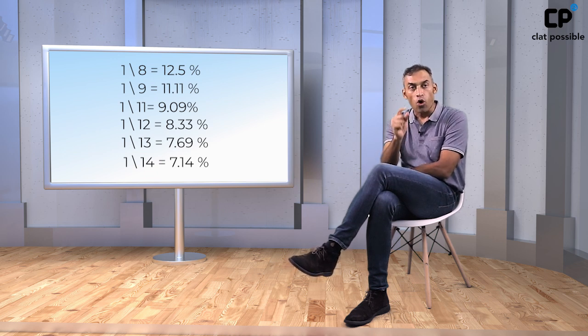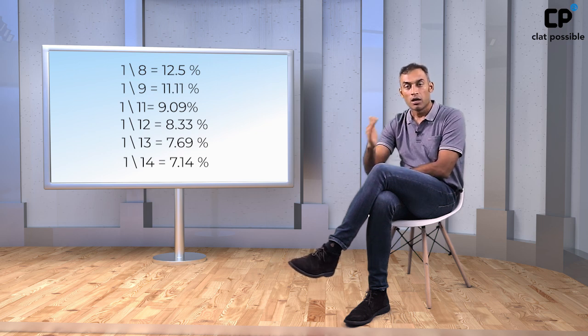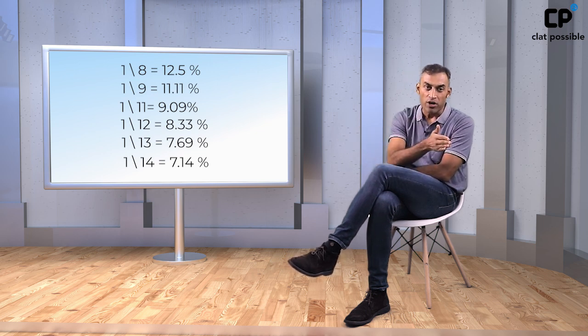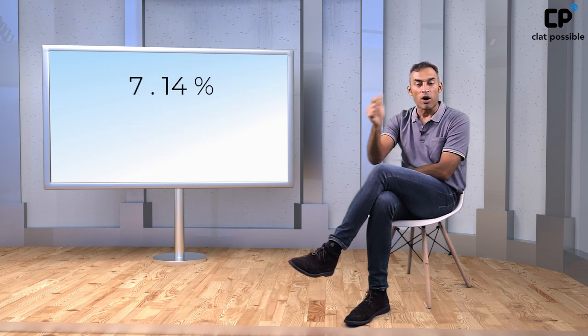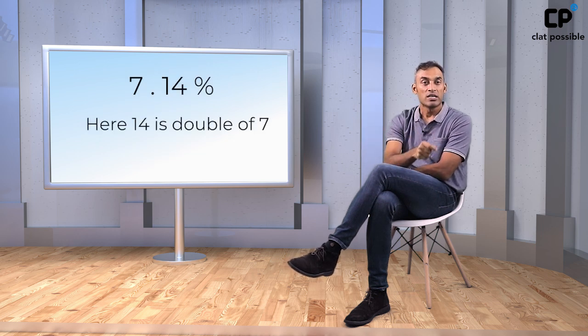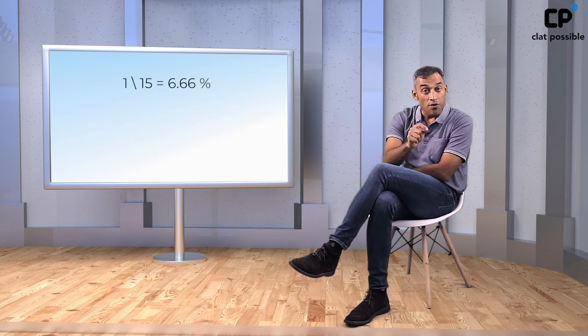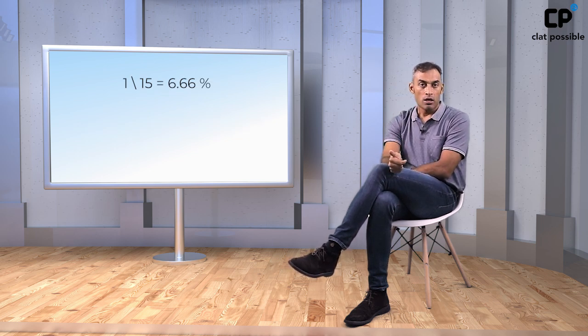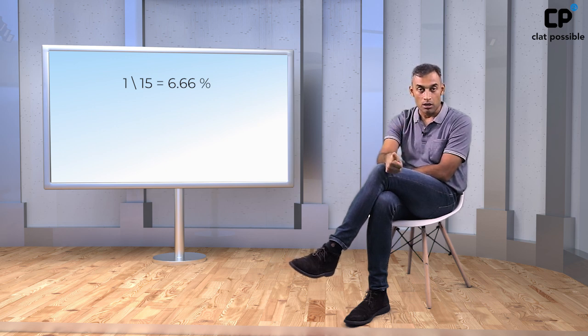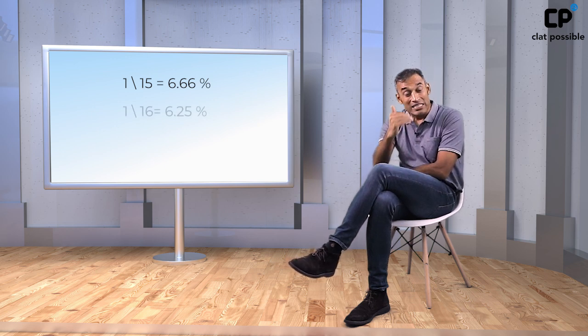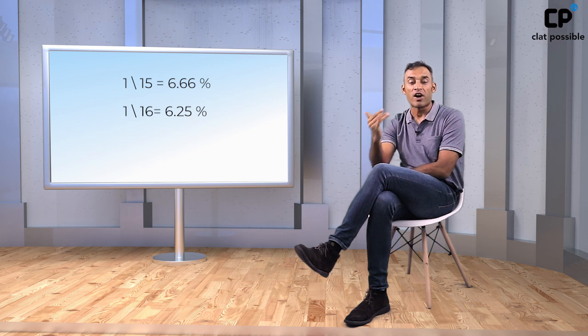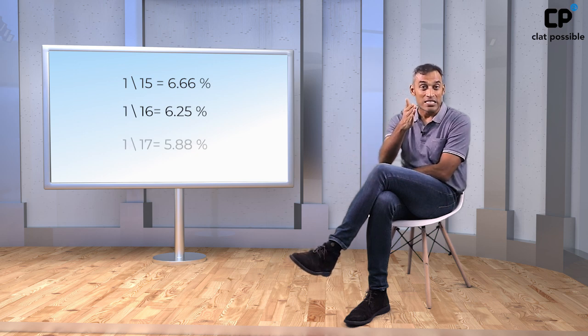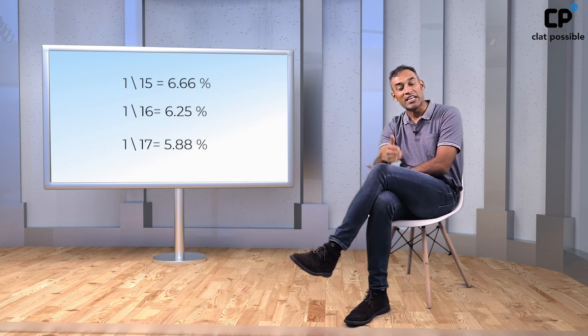You will see this with all the ratios of 1 by 14, that the side after the decimal is double the side before the decimal. So 7.14, 14 is double of 7. 1 by 15 is 6.66%. You can actually look at it as 20 by 3%. Similarly, 1 by 16 is 6.25%. 1 by 17 is 5.88%.